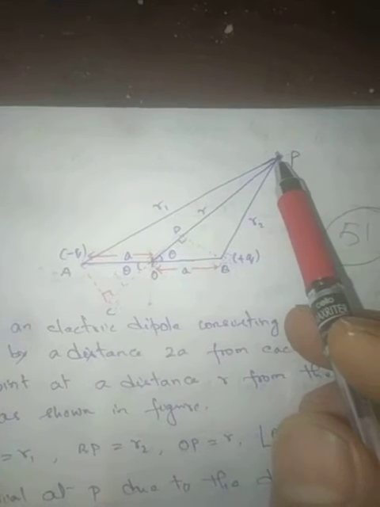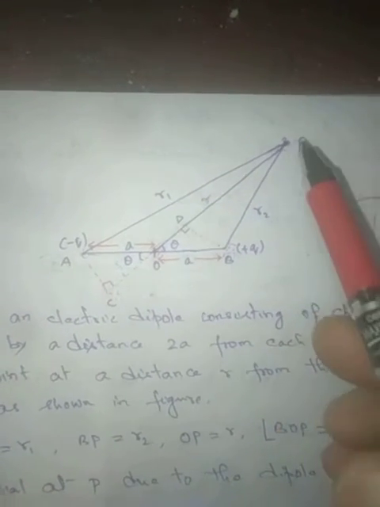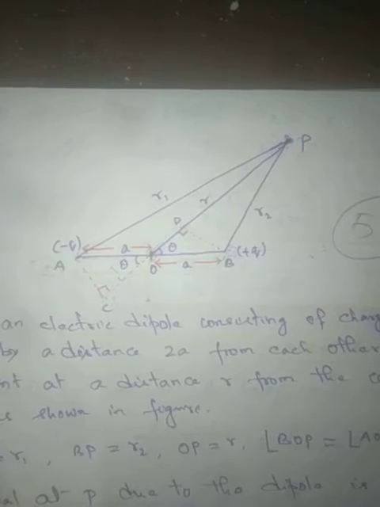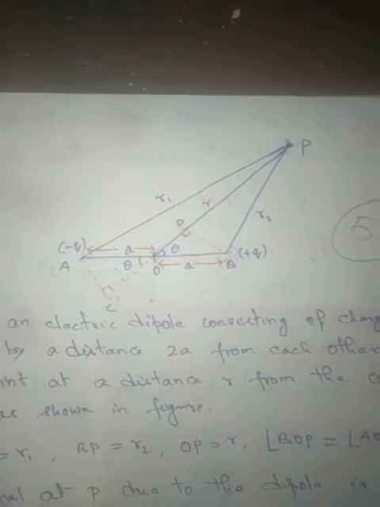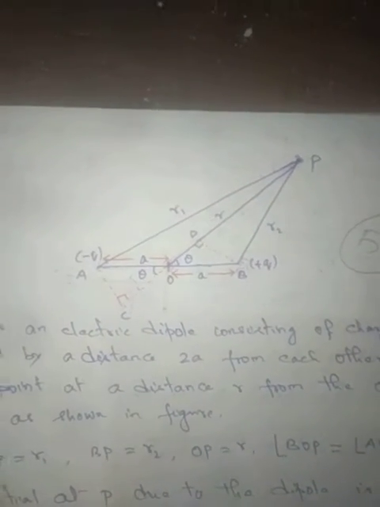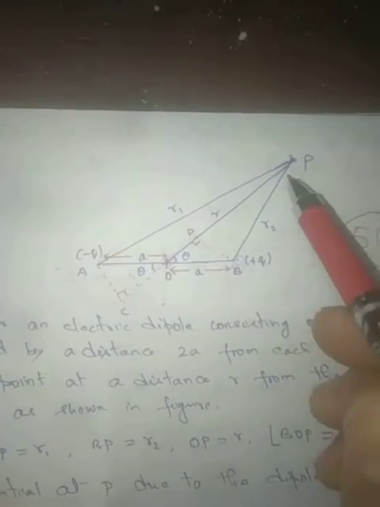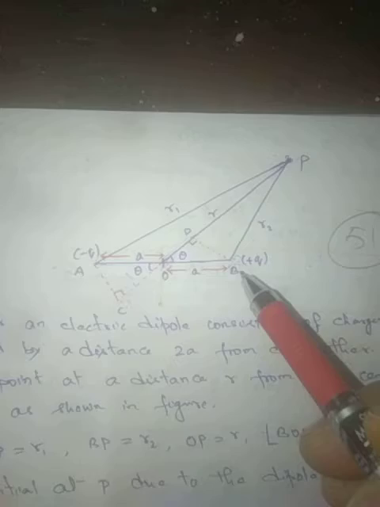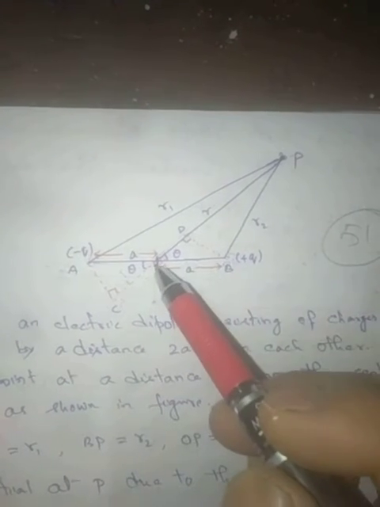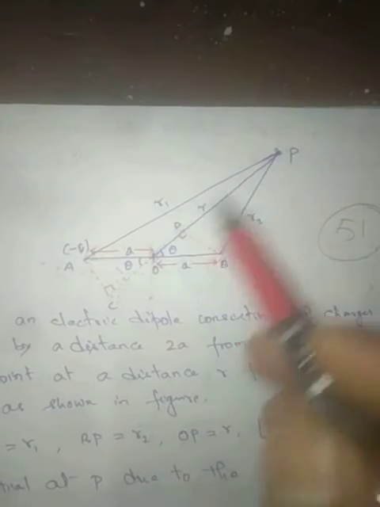Let us consider any general point here. Let's say this is point P. When I say general point, I mean it is a point which is neither lying on the axial nor on the equatorial line, but it is in between them. Now if you join the lines AP, BP, OP, then we can see the distance AP is r1, BP is r2, and OP is small r.